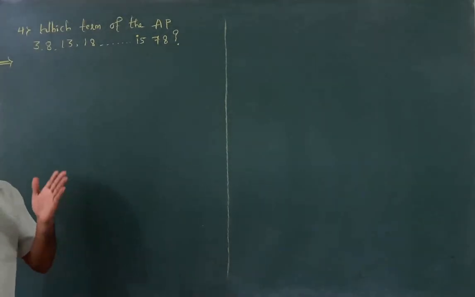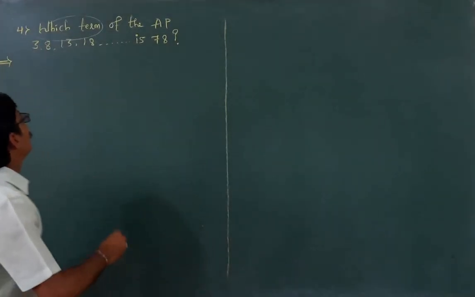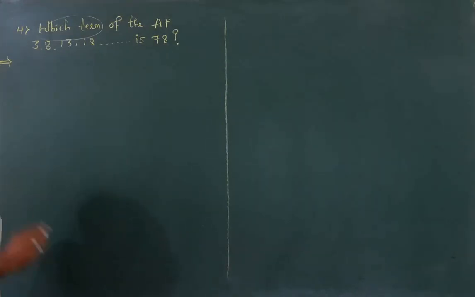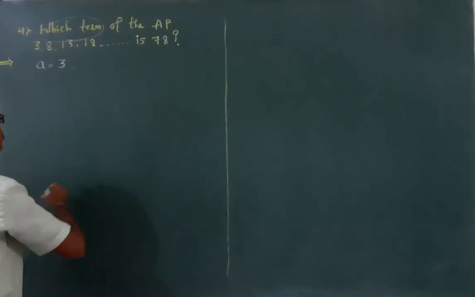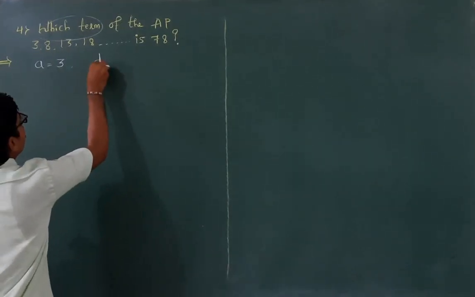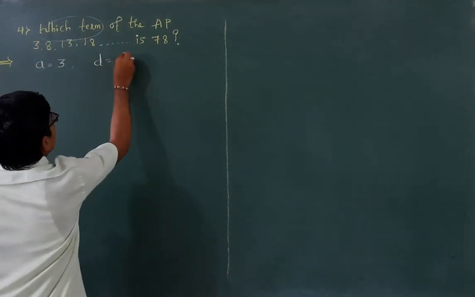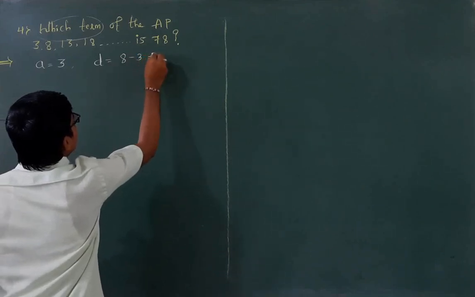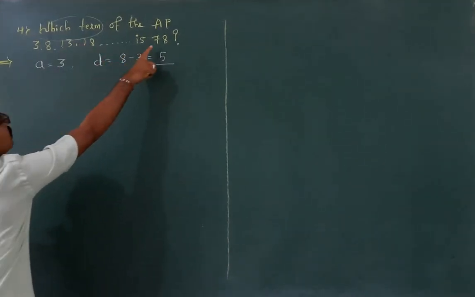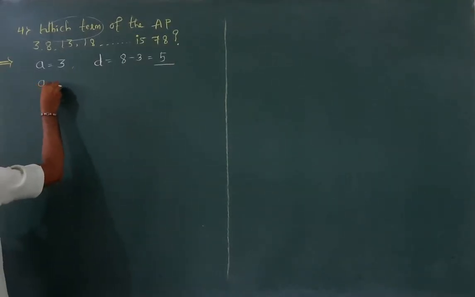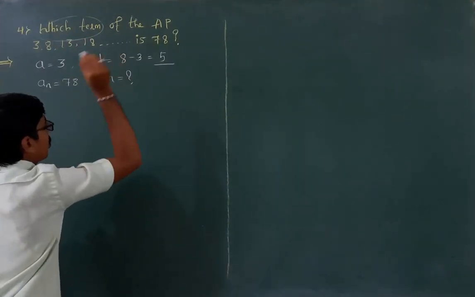So here what is asked? Which term? Which term means n is equal to question mark. So I will write the given things first. Here a, that is the first term, is 3. Then common difference d is equal to second term minus first term, that is 8 minus 3 is equal to 5. Here the d value is 5. And also the nth term is given, that is an is equal to 78. Then which term is n is equal to question mark.